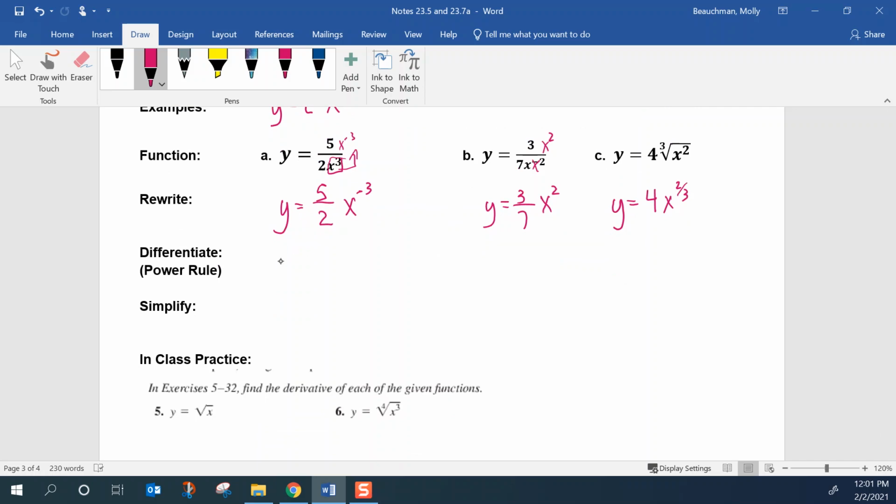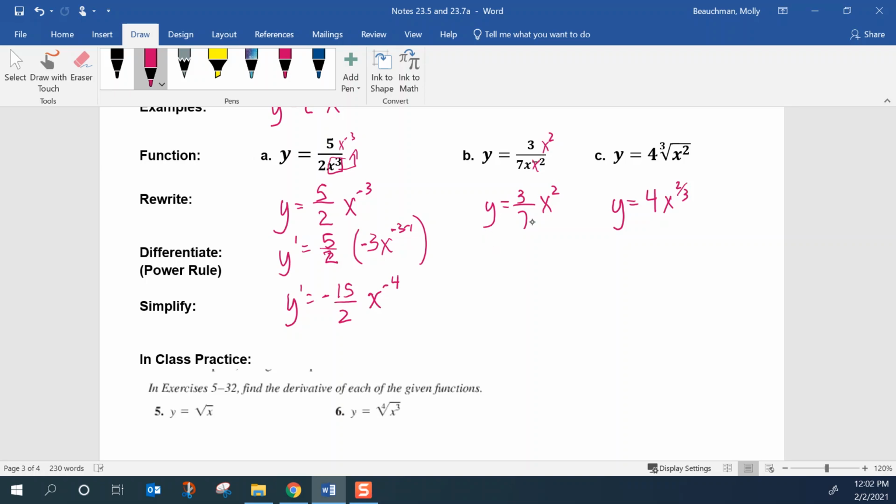So the first derivative, y prime, is equal to 5 halves times the derivative, that's going to be negative 3 times x to the power of negative 3 minus 1. I'm going to put this extra step in here. The reason why, when we simplify, we're taking 5 halves times negative 3. That gives us a negative 15 halves. And then x to the power of negative 1 minus 3, or negative 3 minus 1, they're both negative, so we're going to end up with x to the negative 4.